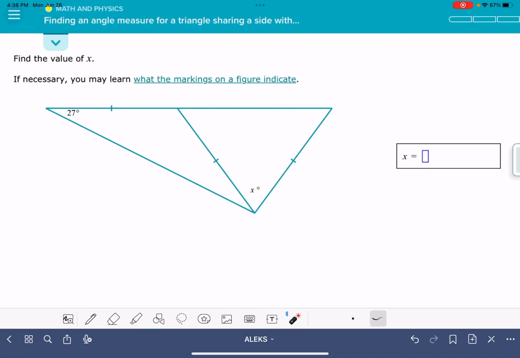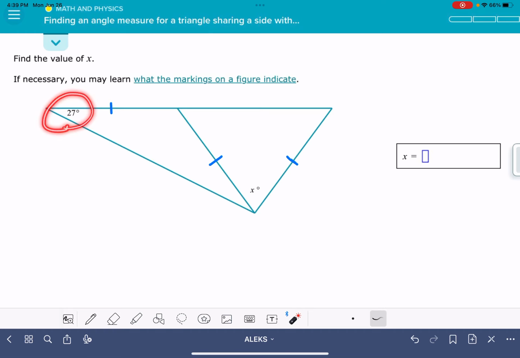In this video, we're going to solve the ALEKS problem called finding an angle measure for a triangle sharing a side with another triangle. So this problem is going to give us two triangles that are jammed up together. Notice that some of the sides of the triangle have this marking on them. I'm going to make it a little bit more pronounced. That notation means that these sides are all of the same length. So this notation here means that all three of those sides have the same length.